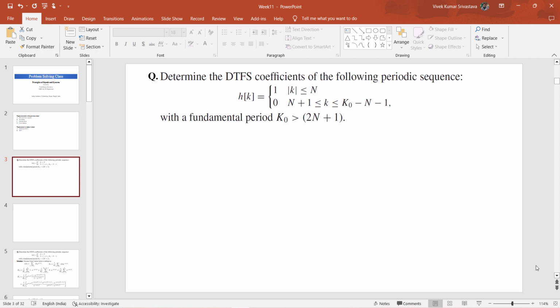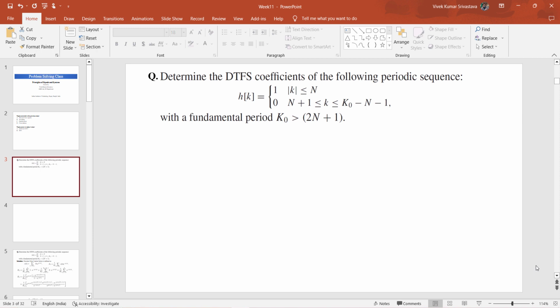So here is the first problem, which states: determine the discrete time Fourier series coefficient of the following periodic sequence. So a periodic sequence is given to us, and corresponding to this periodic sequence, we have to determine the discrete time Fourier series.